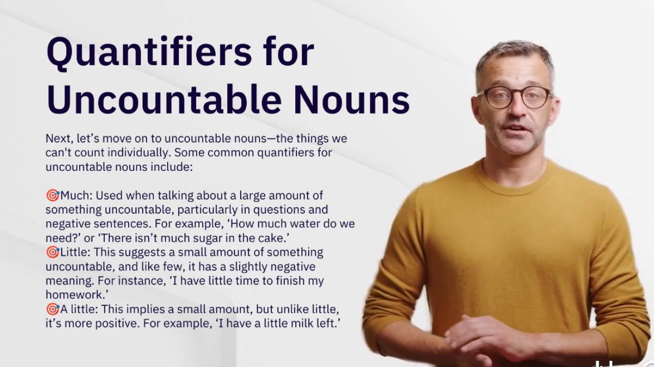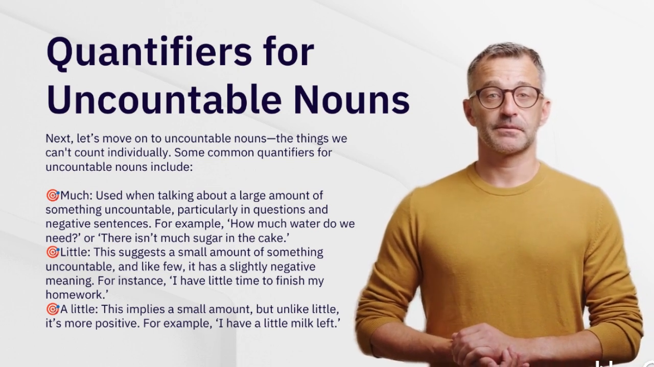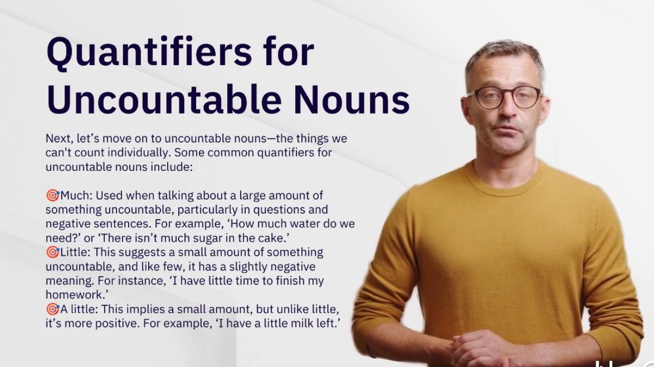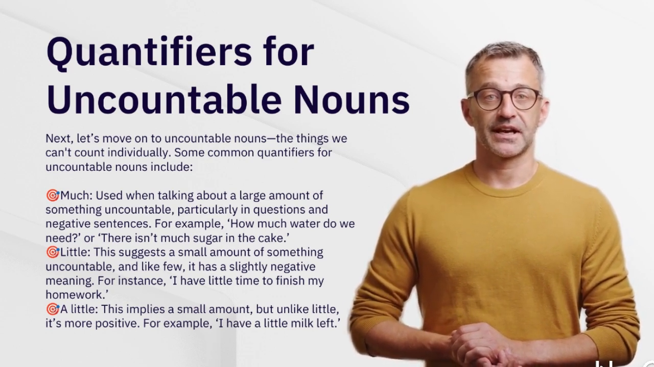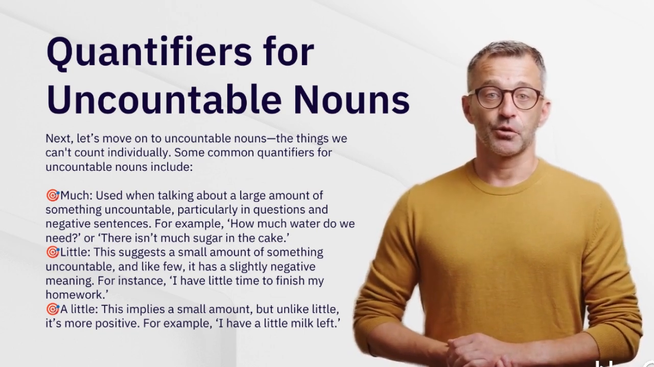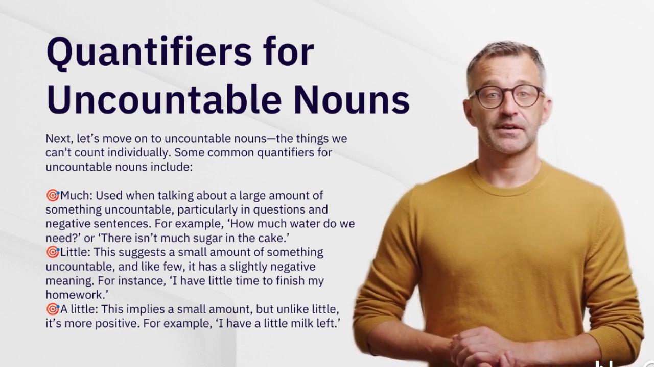Next, let's move on to uncountable nouns, the things we can't count individually. Some common quantifiers for uncountable nouns include much, used when talking about a large amount of something uncountable, particularly in questions and negative sentences. For example, how much water do we need? Or, there isn't much sugar in the cake.